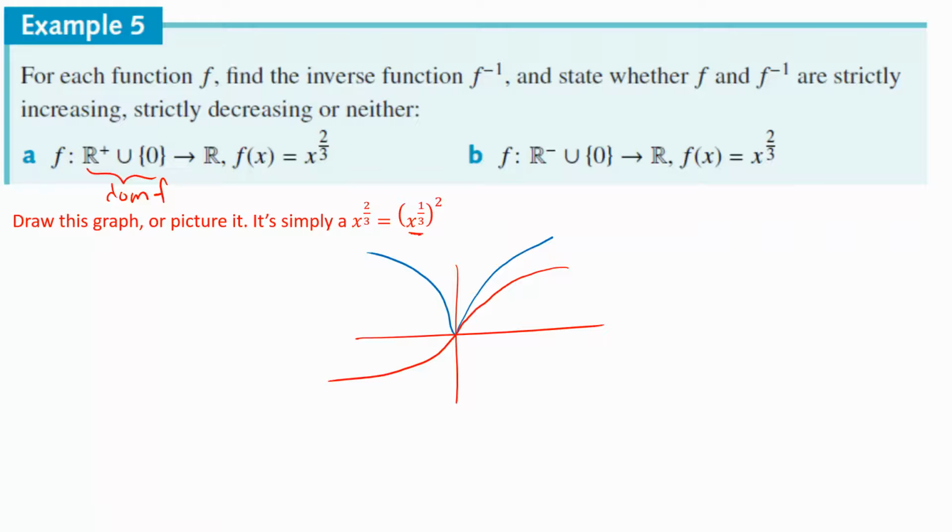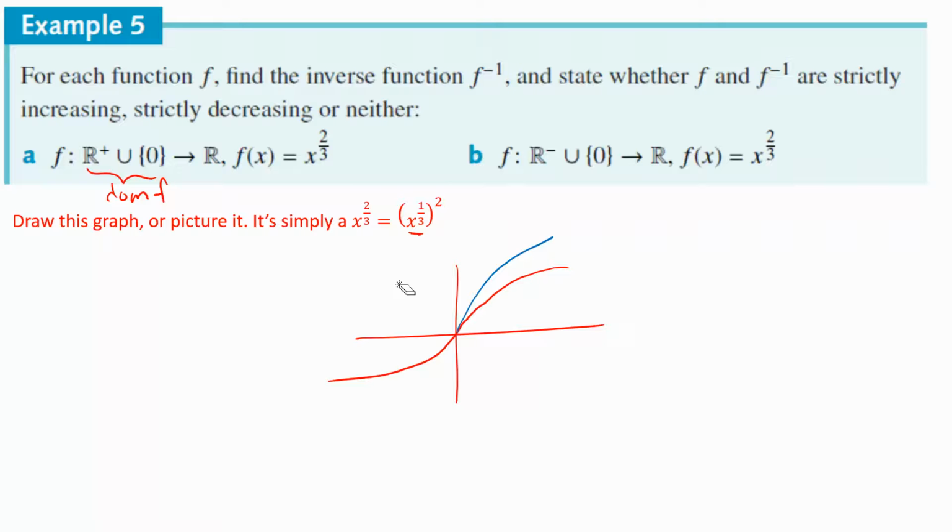So that's my graph, but they said that the domain is R plus union 0. So that means I don't have this side. I've only got that part of the graph. Which makes sense, because remember, an inverse function doesn't occur unless it's 1-to-1. So of course they had to restrict this graph. So if that's my 1-to-1 function, the blue graph, that's what it looks like, then now you can answer the question.